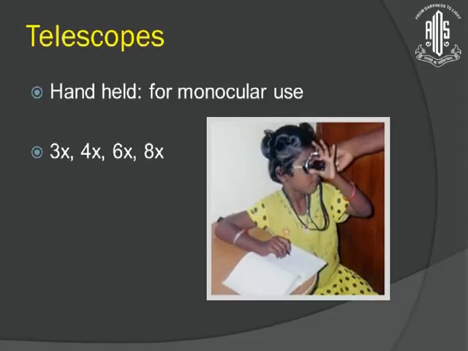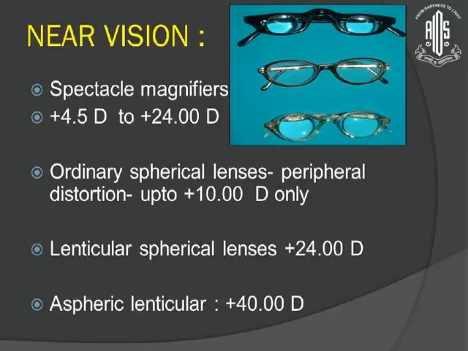For near vision, we have spectacle magnifiers which can produce a magnification of plus 4 to plus 24 diopters. Ordinary spherical lenses cause peripheral distortion, hence practically only up to 10 diopters is possible. Lenticular spherical lenses have a power of plus 24. Aspheric lenticular designs are not manufactured in India, usually they are imported.